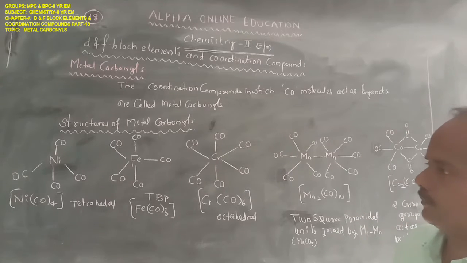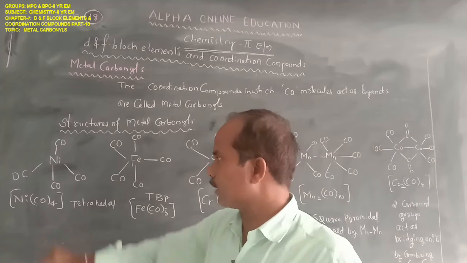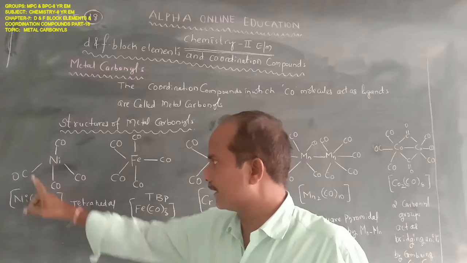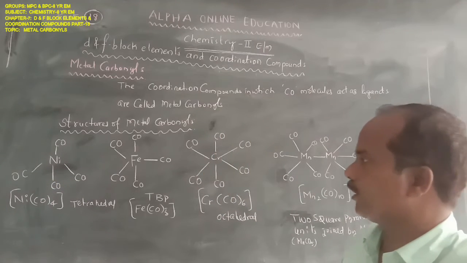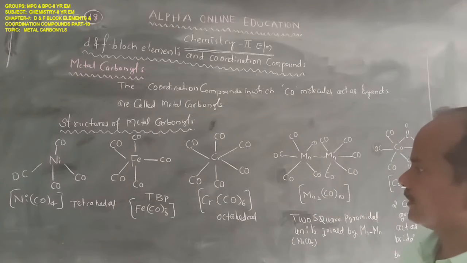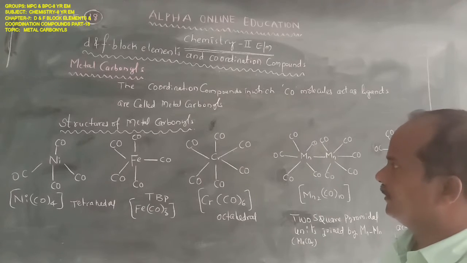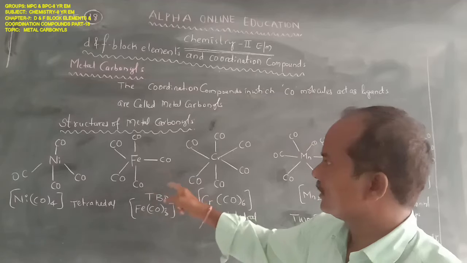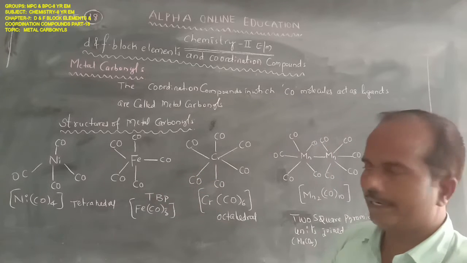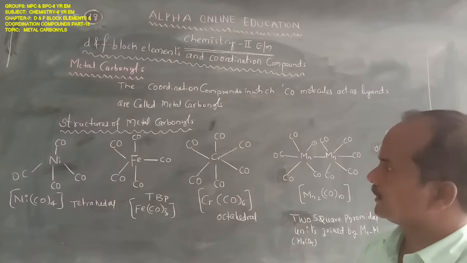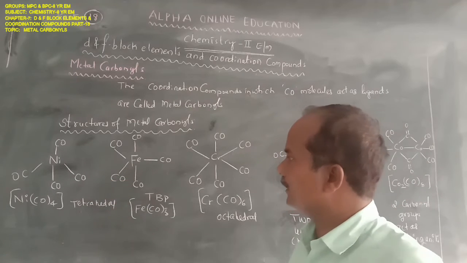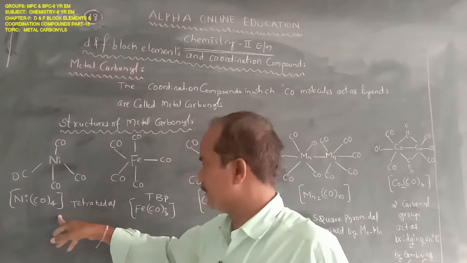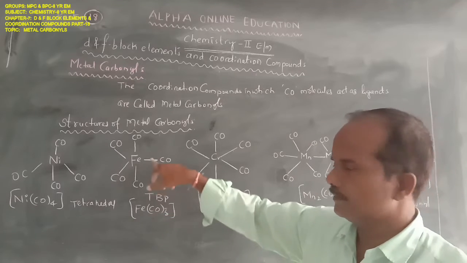A very simple example is tetracarbonyl nickel. In this, four carbon monoxide molecules act as ligands, and its geometry is tetrahedral. The next one is pentacarbonyl iron. Iron is surrounded by five carbon monoxide molecules, and the iron oxidation state is 0. In tetracarbonyl nickel, the nickel oxidation state is also 0. Tetracarbonyl nickel(0), pentacarbonyl iron(0).